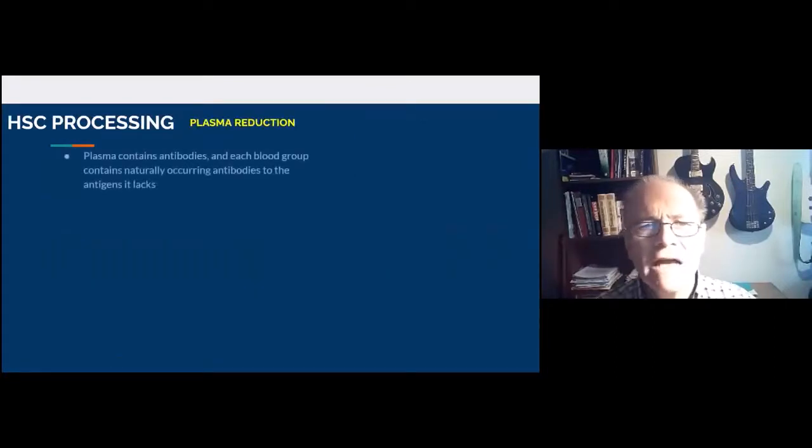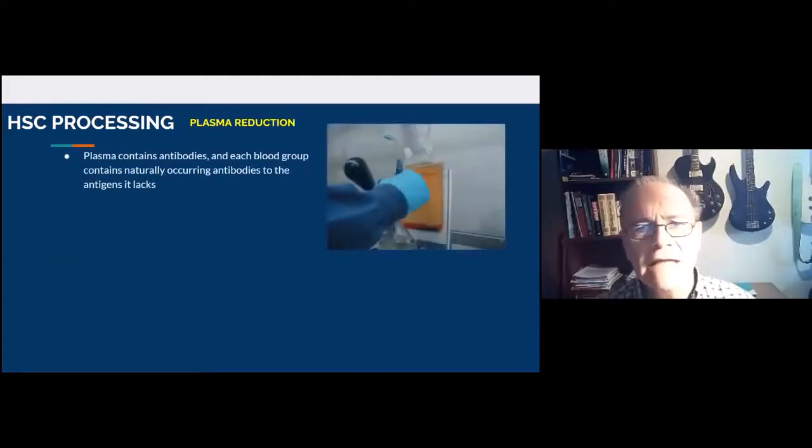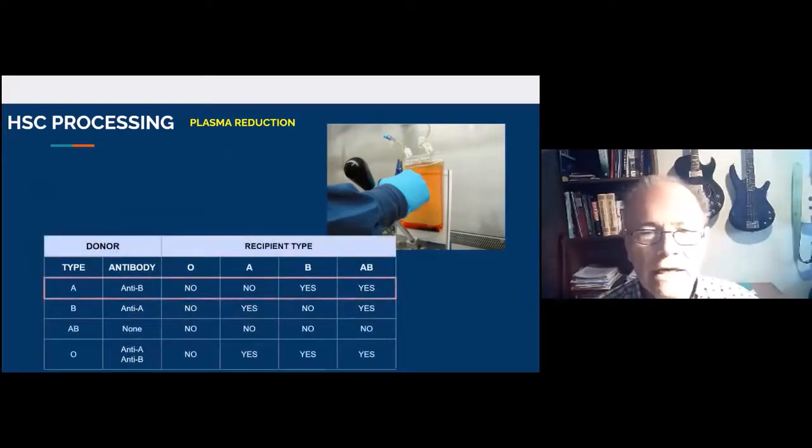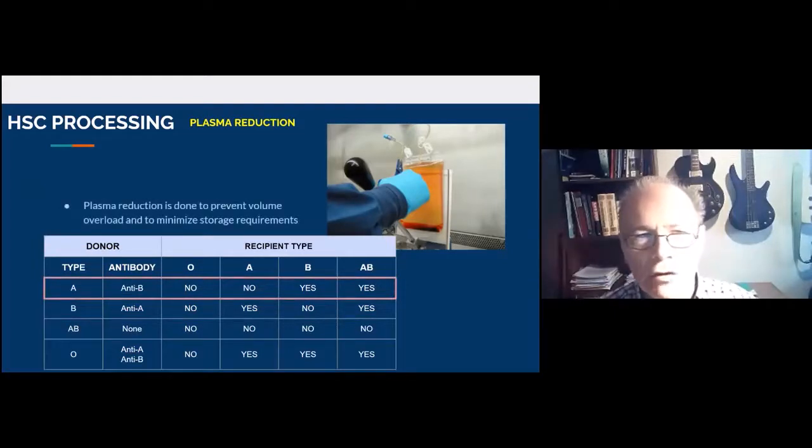The plasma reduction. Plasma contains antibodies, and each blood group contains naturally occurring antibodies to the antigens. For instance, depending on the recipient and donor ABO group, we need to make the plasma reduction. The plasma reduction is done also to prevent volume overload and to minimize storage requirements, especially this last one, the storage requirements in the cord blood banks.